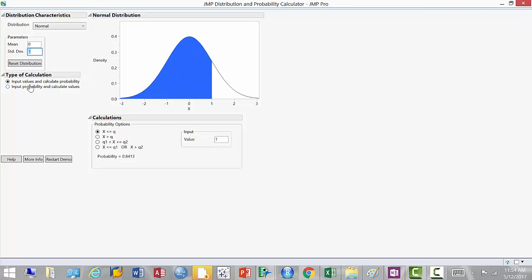So what am I looking for? Values or the probabilities? Values, given the right tail probability. So input probability and calculate the value. And again, 2-tail probability or just the right tail doesn't matter. Let's do the 2-tail. 0.05 in 2 tails.